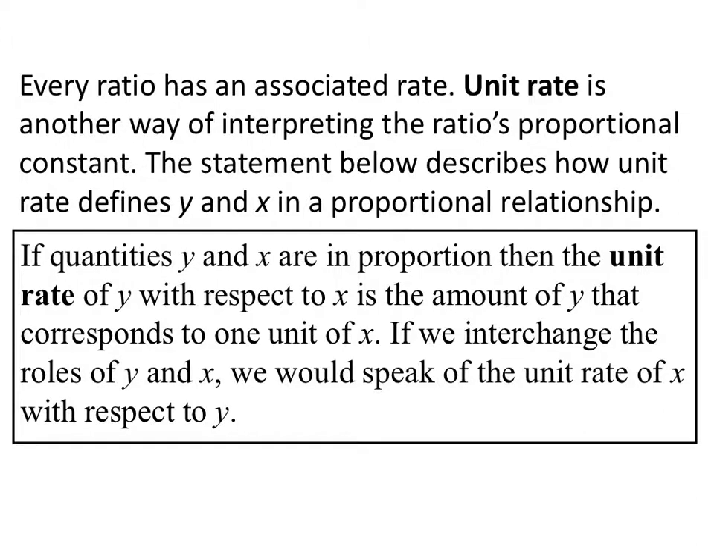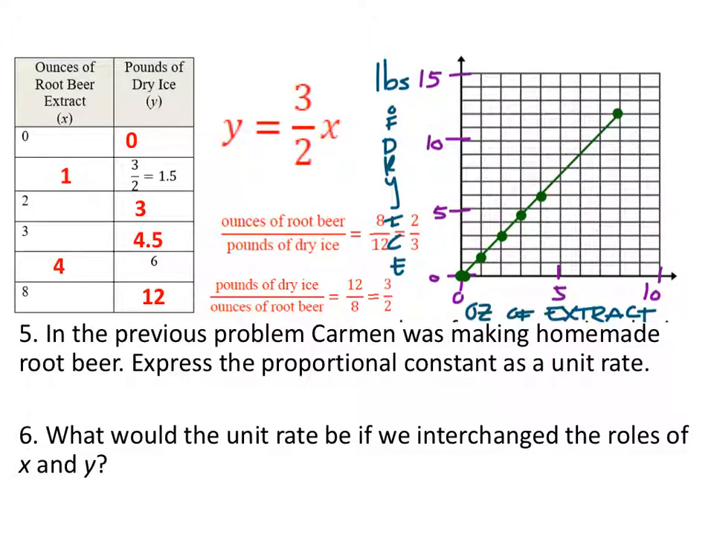Let's look at that last problem. So in this problem, the unit rate would be the proportional constant as well. And for that one, we know that it was 1.5. Now, as a unit rate though, that would be 1.5 pounds of dry ice. And it is a rate, so we want to compare this with another value. That would be for every 1 ounce of root beer extract.